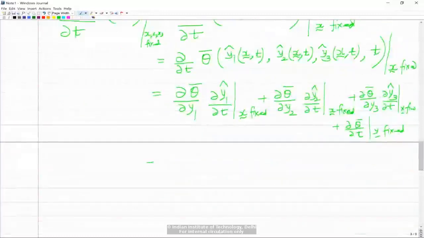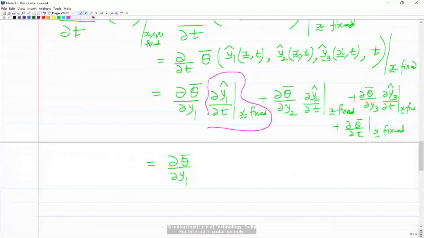Now come back here again. This is del theta bar by del y1 into, what is this thing? Del y1 hat by del t. What is this? Keeping x fixed is like keeping the particle fixed. Anyone, can you say what is this del y1 hat by del t?